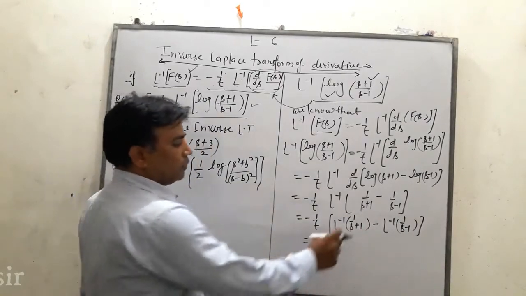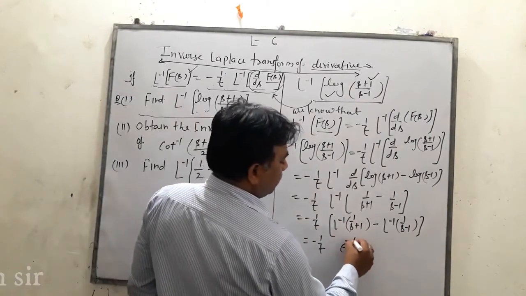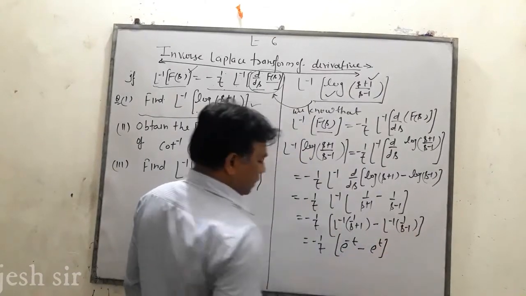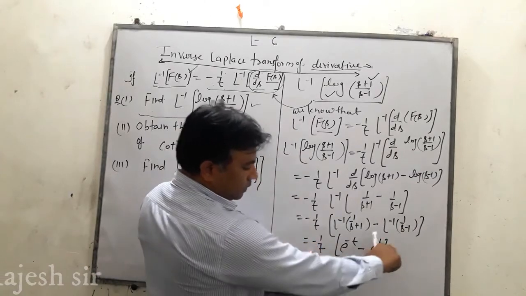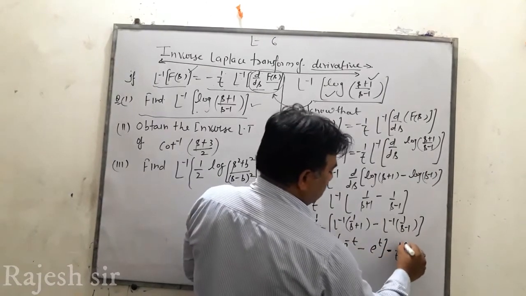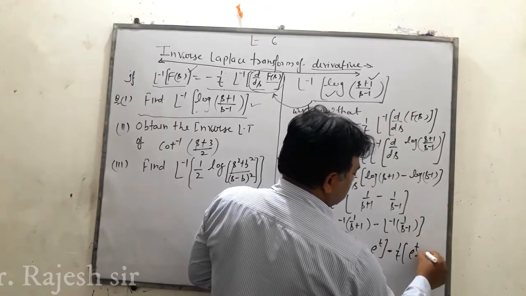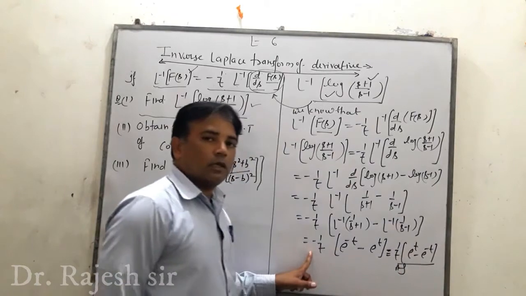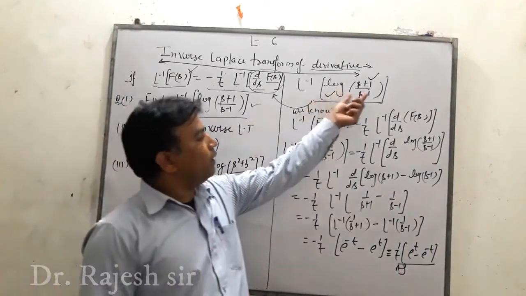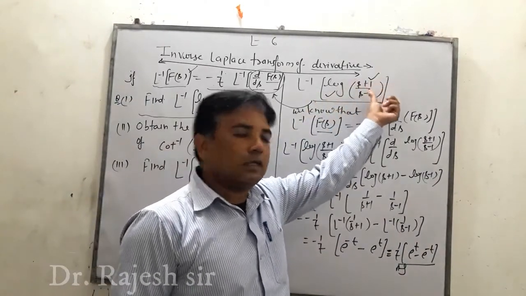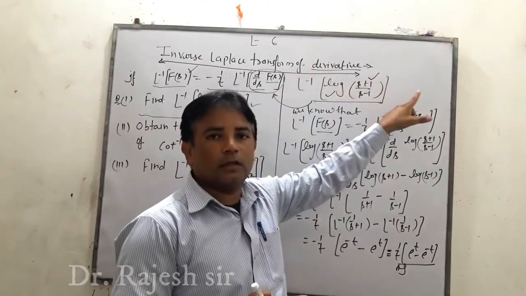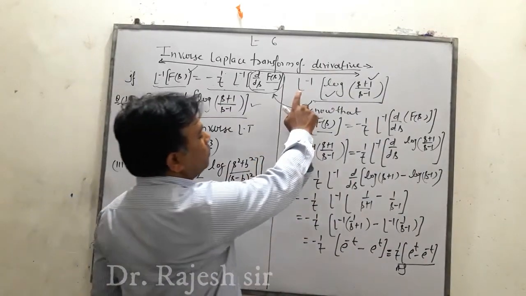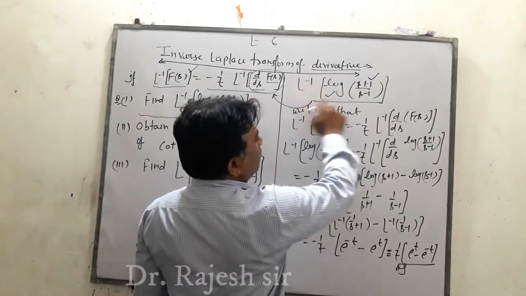You know the formula for these functions: e to the power minus t, and e to the power t. So it is minus 1 by t times (e to the power minus t minus e to the power t), which is 1 by t times (e to the power t minus e to the power minus t). This is the answer of this question. A very simple, easy way to find the inverse Laplace transform of this function with the help of the derivative.